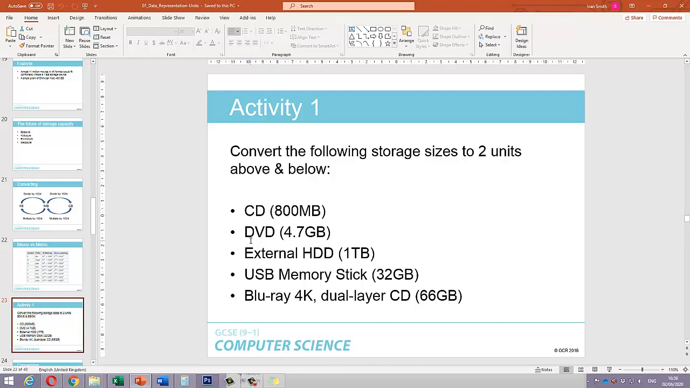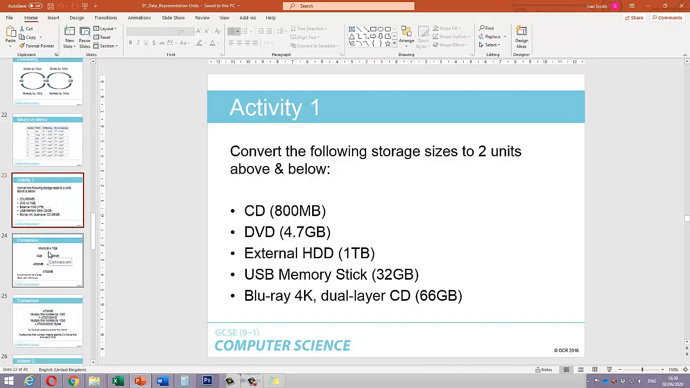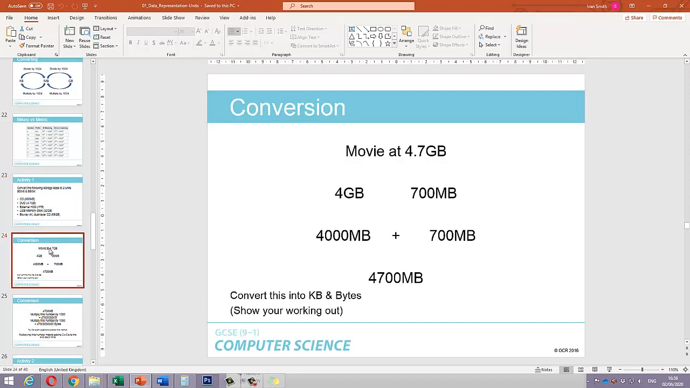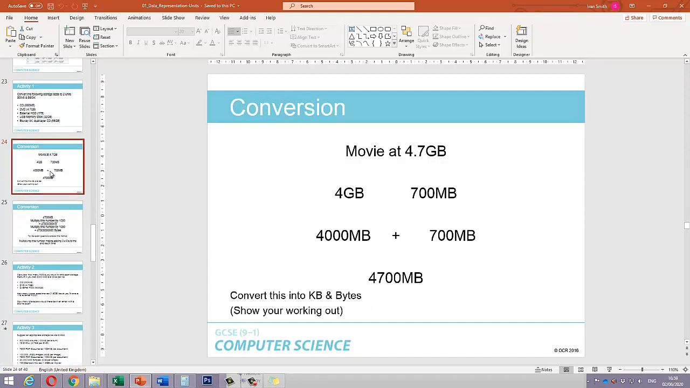Okay, so I want to ask you to now pause the video and just do the conversions to 2 units below and 2 units above. So for megabytes, we're going to go down to kilobytes and then bytes, and then up to gigabytes and terabytes, and do the rest the same. Just thinking about conversion.